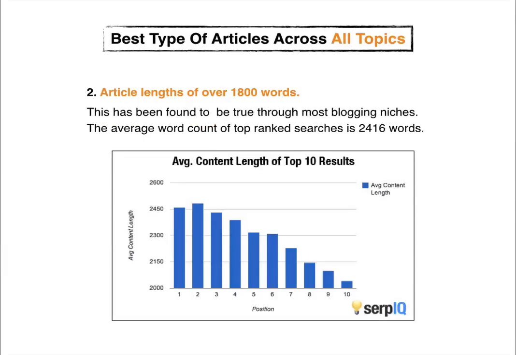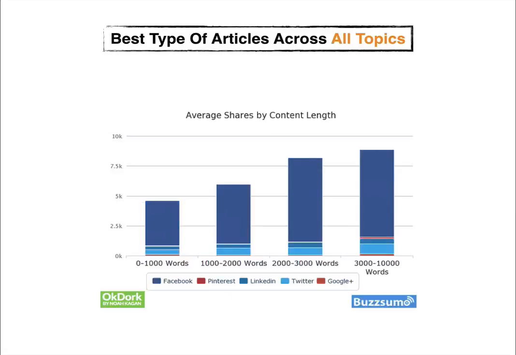2, article lengths over 1,800 words. This has been found to be true through most blogging niches. The average word count of the top ranked searches is 2,416 words. So look at the diagram there, and you can see the position versus the average content length. And here's the amount of social media shares by content length.